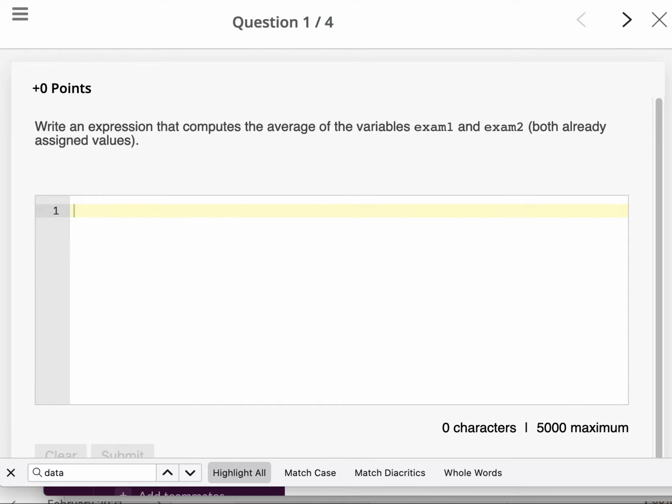All right, let's take a look at the second set of challenges. This one says write an expression that computes the average of variable exam 1 and 2, both already have assigned values. So in the previous quiz on scientific notation, we took two numbers, we added them together and divided by the amount of variables. In this instance, it'll be very similar. We're going to take exam 1, add the score for exam 2, and then divide it by the number of variables that we have. And that's how we calculate averages.